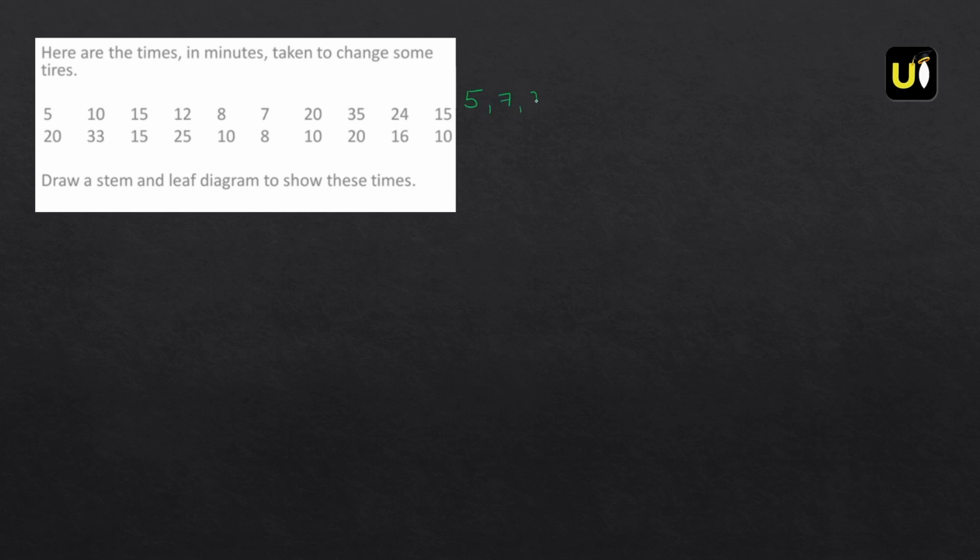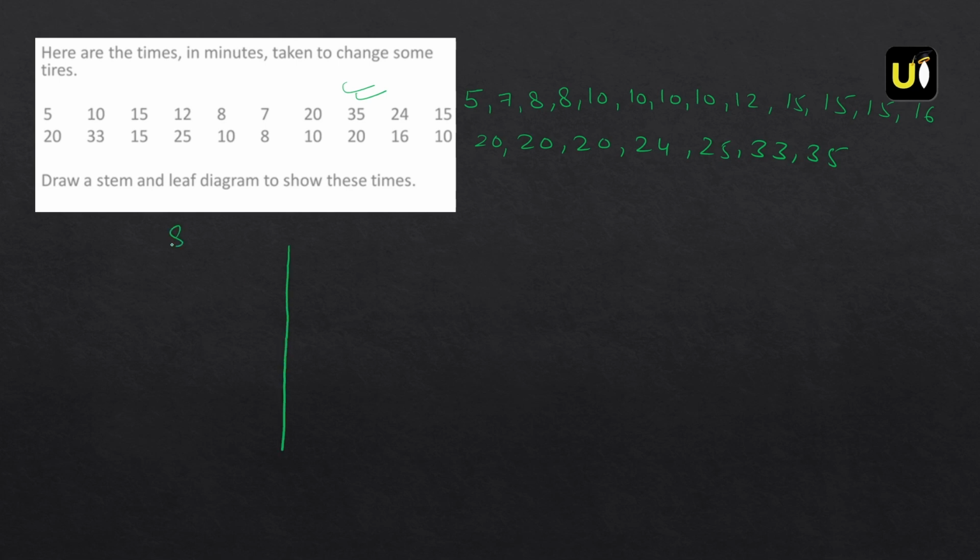So 5, 7, 8, 8, 10, 10, 10, 10, 12, 15, 15, 15, 16, 20, 20, 20, 24, 25, 33, and 35. So this is the ascending order of this data set. So now we will make a line right here, stem and leaf. All right, so now there are no left digits, so we will write them in leaf. So 5, 7, 8, 8.